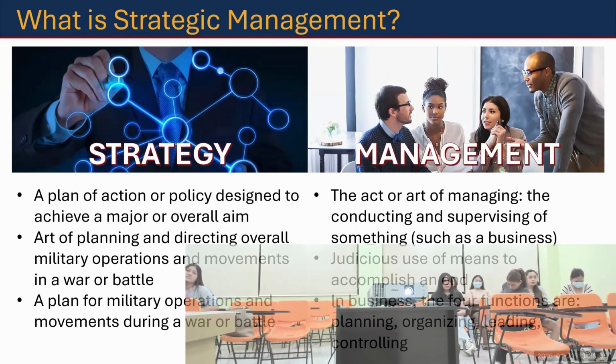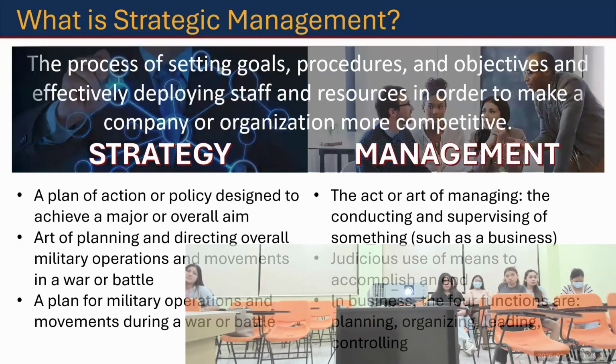So if we put together those two words, we end up with a definition that goes like this. Strategic management is the process of setting goals, procedures, and objectives, and effectively deploying staff and resources in order to make the company or organization manage. So essentially, we are getting the definition of strategy, and the objective is basically the management.